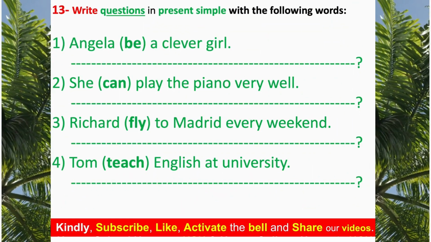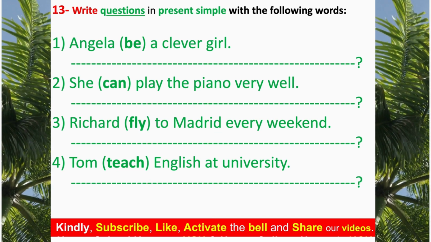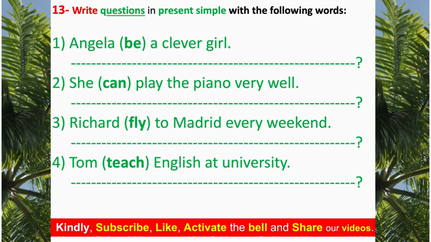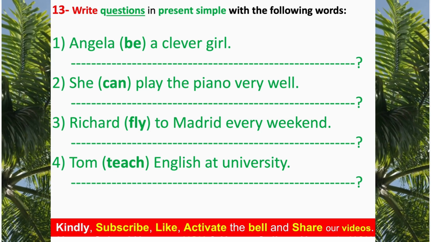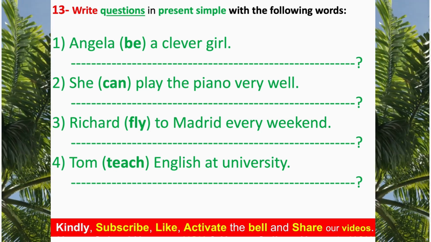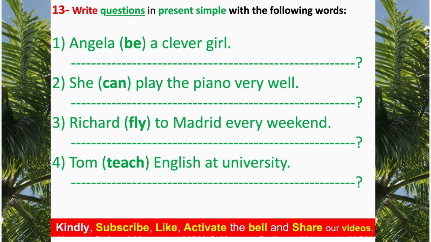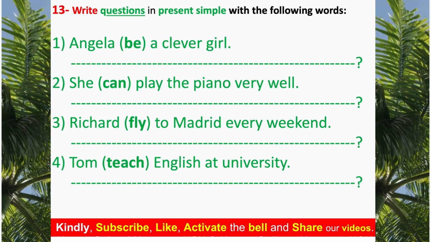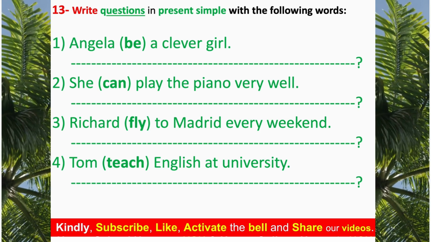In number 13, we are going to make a question. So as we said before, with verb to be, we need to put just the verb first. So here we are not going to use WH words. So Angela be a clever girl. So is Angela a clever girl? And with can, we said that we can ask the question just with can. Can she play the piano very well?